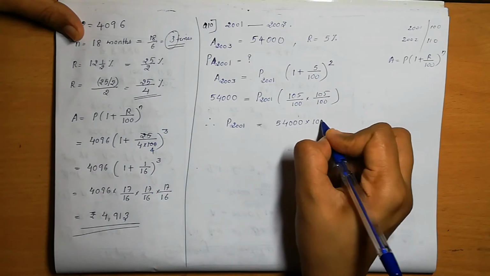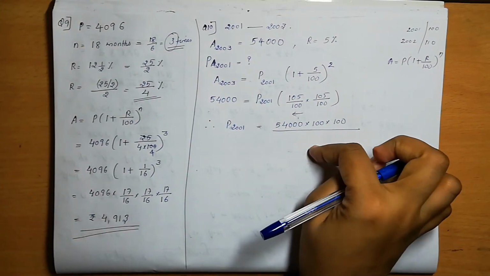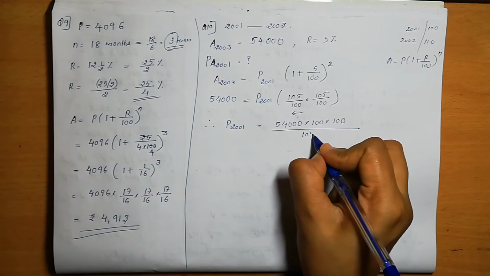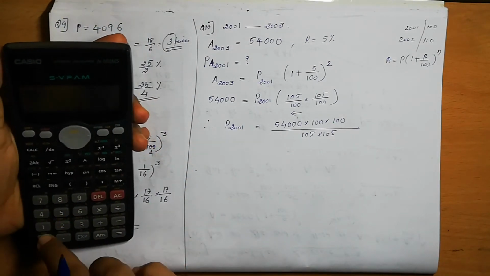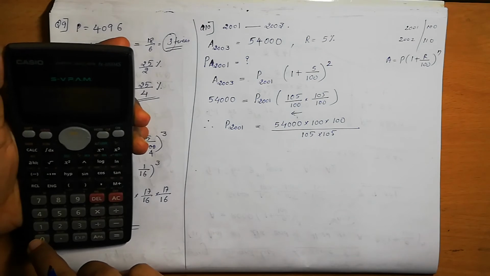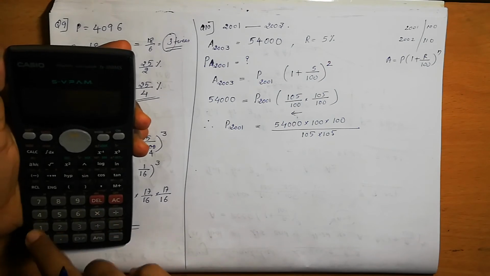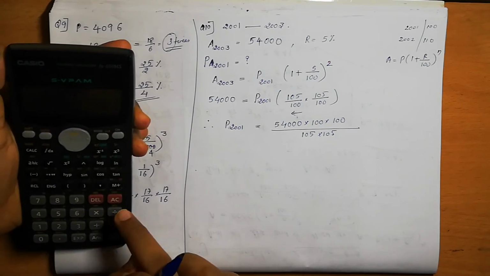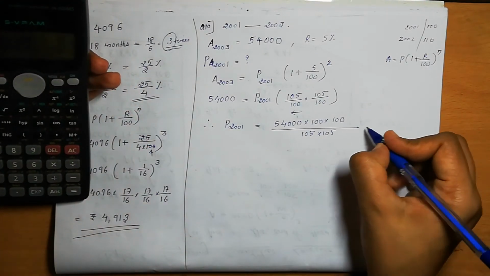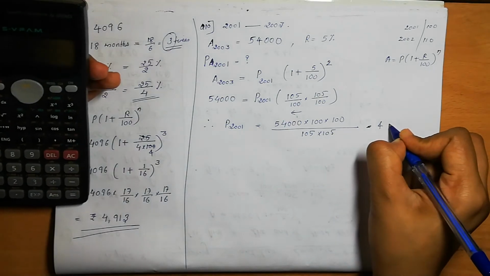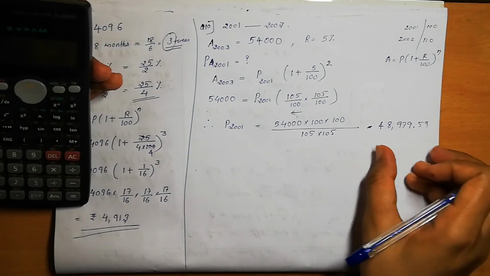54,000 into 100 into 100 by... that means if you are shifting to the opposite side, multiplication becomes division and division becomes multiplication, right? Divide by 105 into 105. So after simplification, what we will get? 54,000 into 100 into 100 divided by 105 divided by 105. So that is equal to 48,979.59. So this is the population, right?